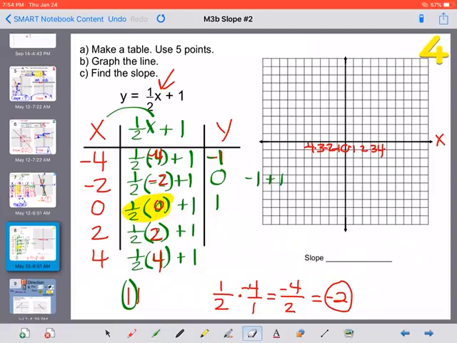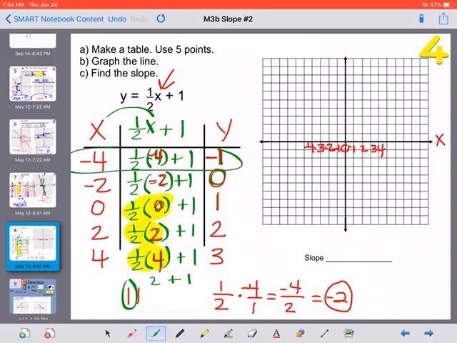So as you can see, we're developing a pattern. Negative 1, 0, positive 1. Next, after 1, we're going up by 1, should be 2, and then 3. Let's check. Half of 2 is 1, and 1 plus 1 is 2. Half of 4 is 2, and 2 plus 1 is 3. So we did them correctly. Now we need to just plot our points.